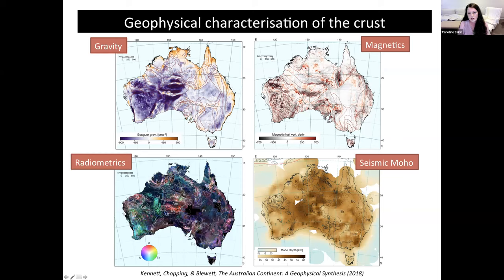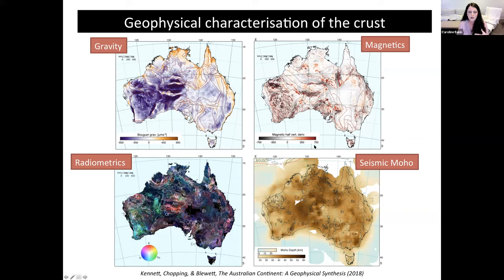We see that geological history expressed in that gravity. We also see it in the magnetization of the crustal rocks. We see it in the radiometrics, in the composition of the potassium, uranium, and thorium. And then on the right is the Moho, the boundary between the crust and the mantle, that's been measured by different passive or active seismic methods. We see the different geological regions of Australia have a deeper or shallower Moho.